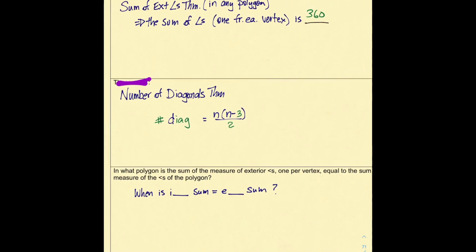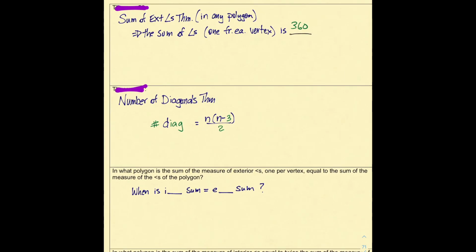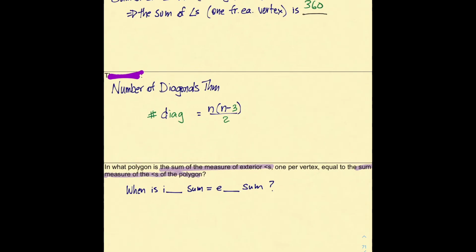So the problems are going to come to you, and they're going to say something like this. It says, in what polygon is the sum of the measures of the exterior angles, one per vertex, equal to the sum of the measures of the angles of the polygon? Wow, lots of things there, okay? So let's break it down. Look at the parts.